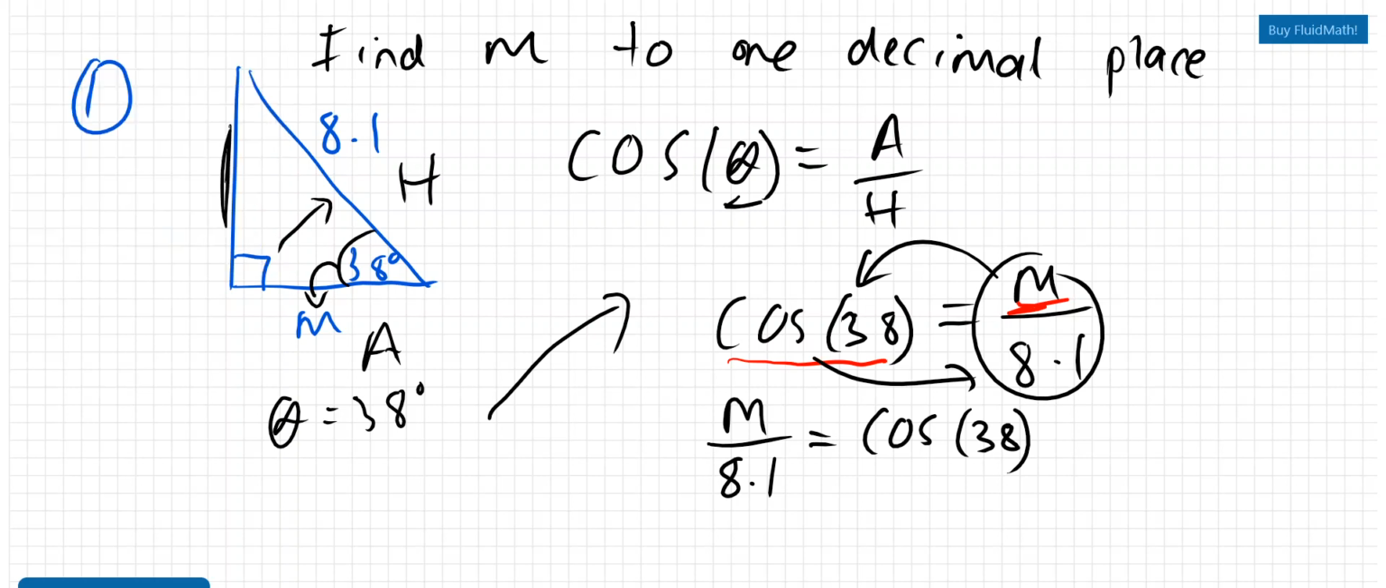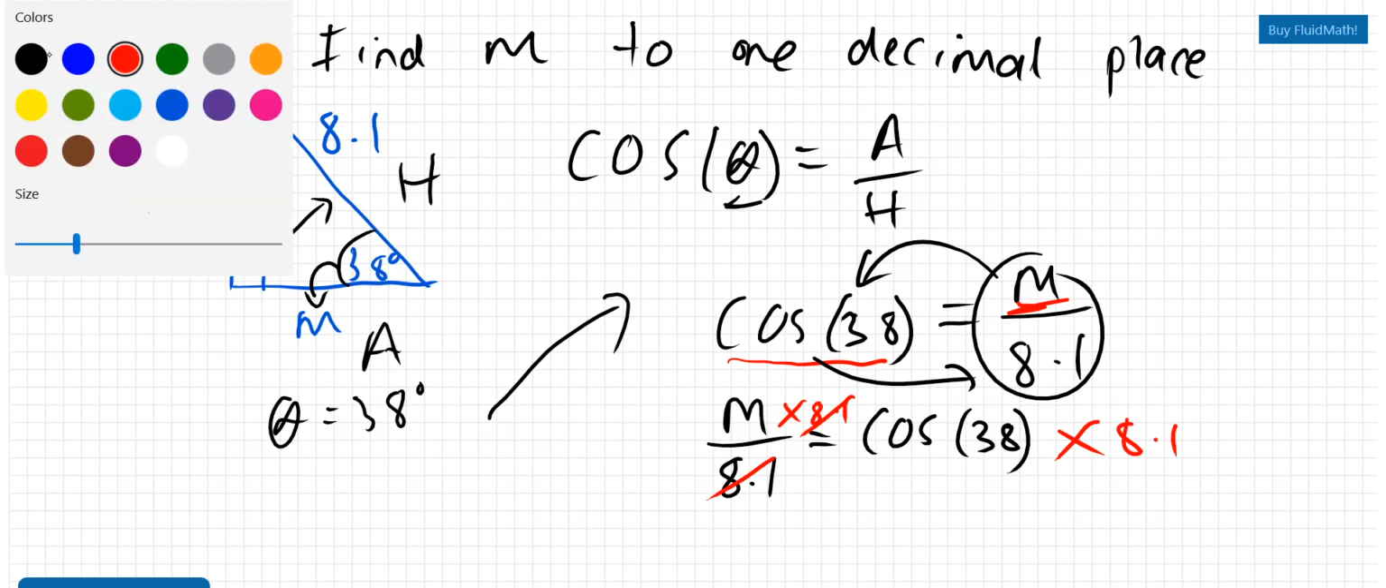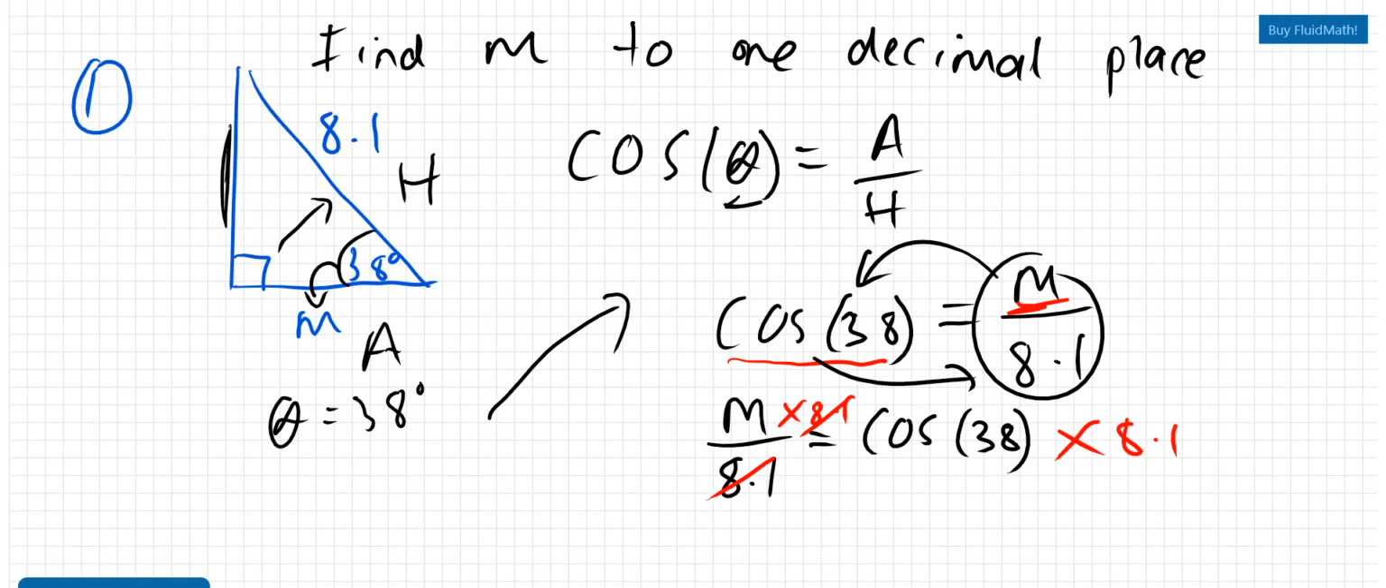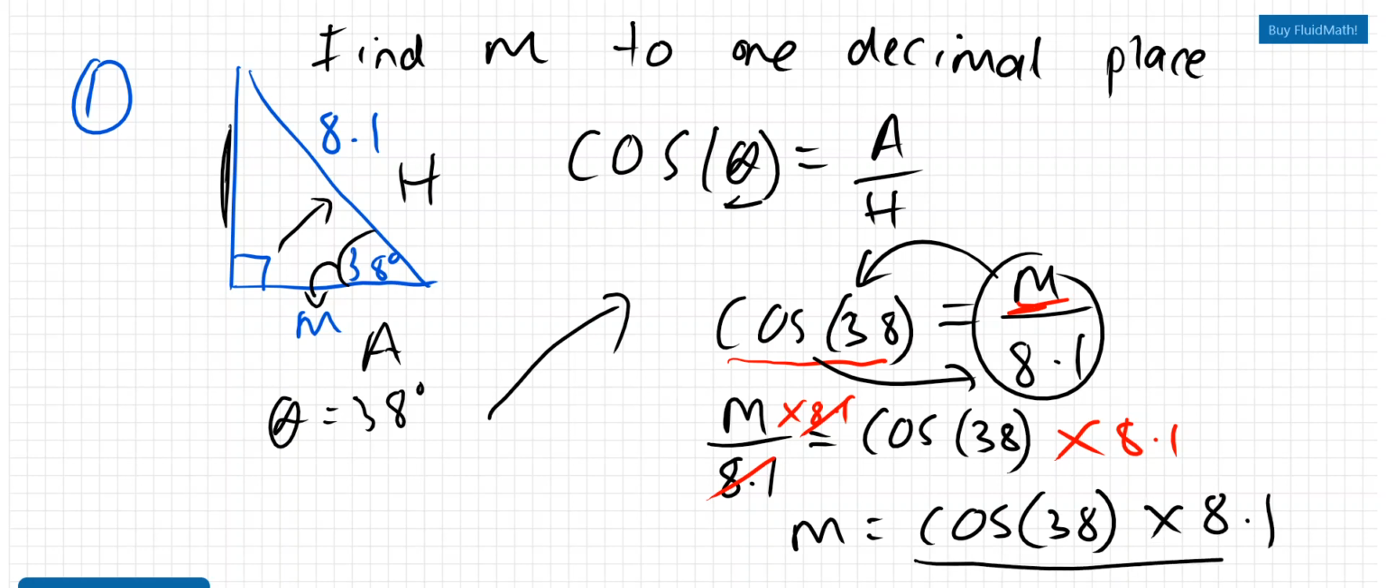I'm now going to solve for m, so I'm going to go times 8.1, which will cancel out on this side, and times 8.1 on the other side. So just so we can see it nice and clearly, I'll rewrite it. I have m is equal to cosine 38, which I'll be putting into my calculator soon, times 8.1. This will give me my answer.